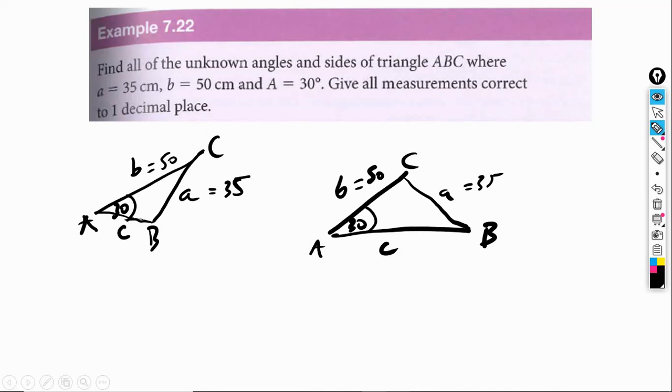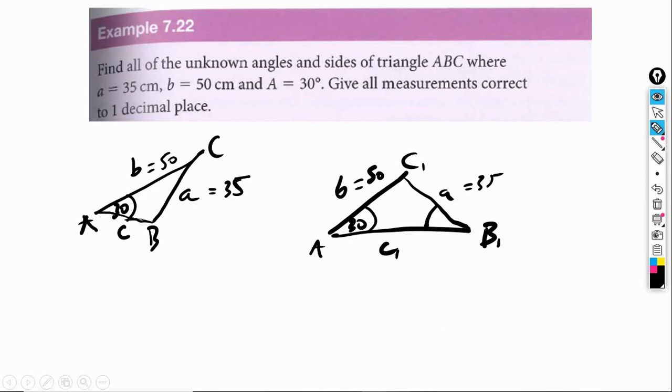Now, we want to find all angles and all sides, but we're going to start with this angle B here, because this is the key to all this. I'm going to call this particular case vertex B1, this side C1, and this angle capital C1 here.